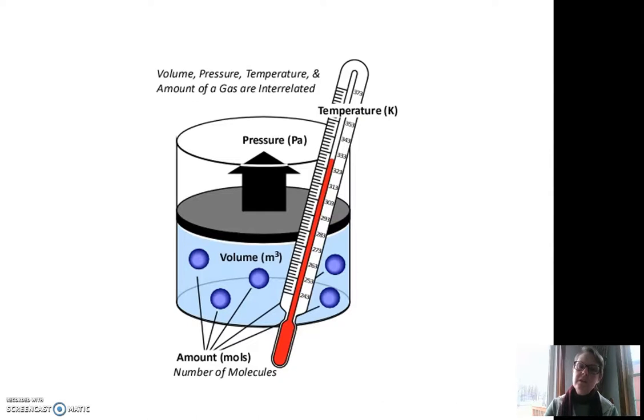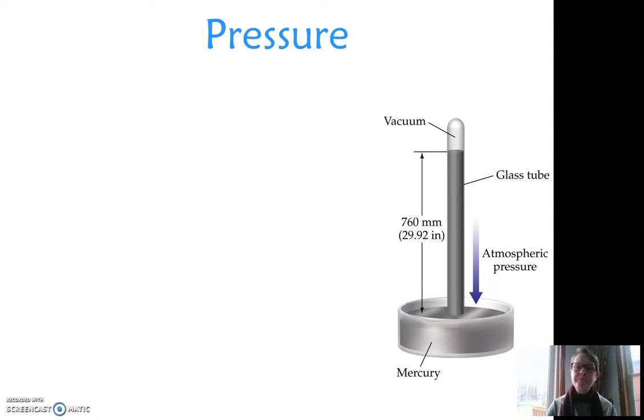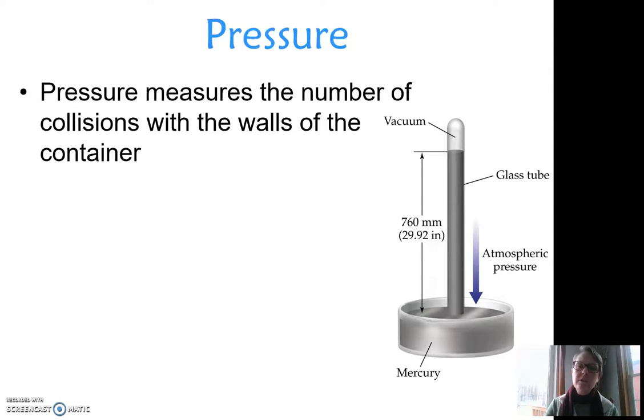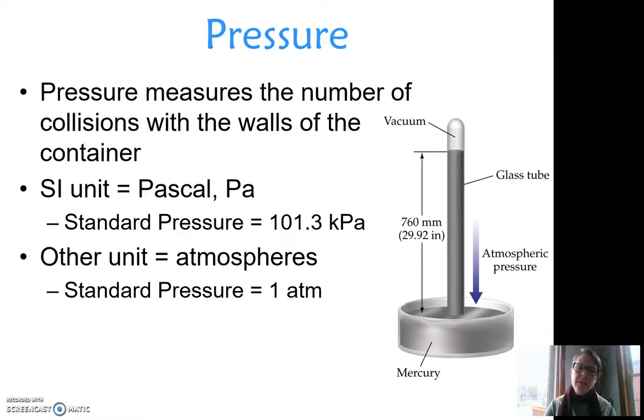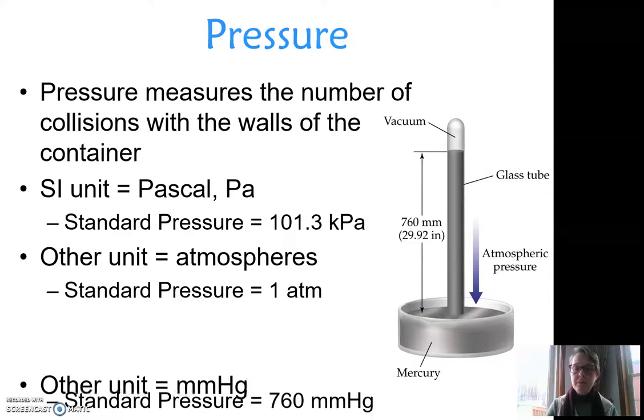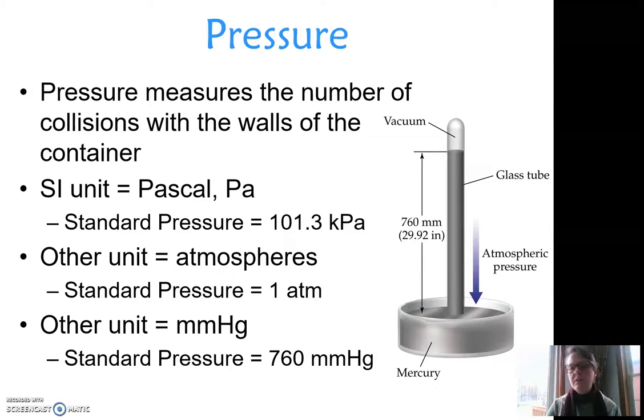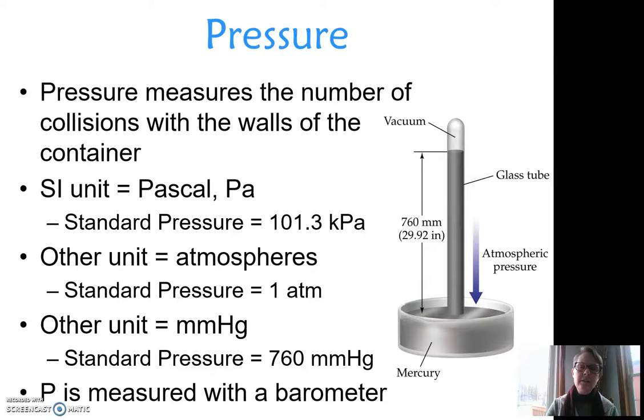So three variables that are always related to the gases: volume, temperature, and pressure. And then, of course, moles, which we've talked about before, is always going to give you an idea of how many particles are there. When we look at pressure, it measures the number of collisions with the walls of its containers. The SI unit, which is System International, is Pascal, but typically we want to be using kilopascals. The other unit we can use is atmospheres, and standard pressure in atmospheres is 1. Another unit you may see once in a while is millimeters of mercury. The standard pressure in millimeters of mercury is 760.